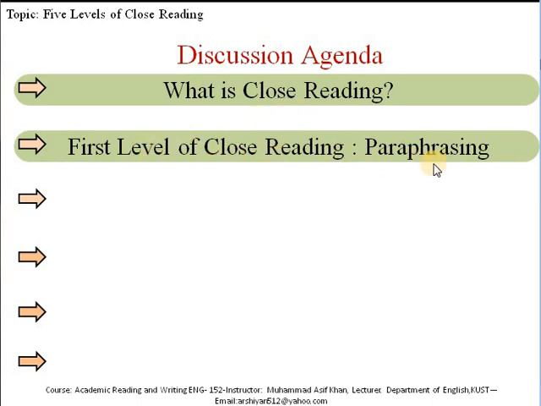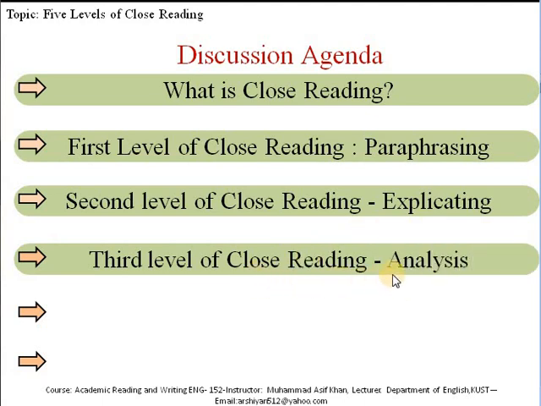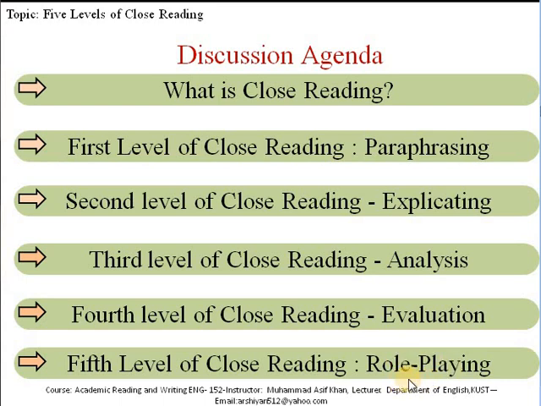The first level of close reading is paraphrasing. Then we will move towards the second level, that is explicating or explaining the thesis of a paragraph. After that, we will move towards the third level, and in the third level, we will study how we can analyze the logic of what we are reading. The fourth level of close reading is evaluation, and in this level, we will see how we can assign the logic of what we are reading. And the last level, or the fifth level of close reading, is role playing. In this stage, we will see that a reader can speak in the voice of an author, and in this way he can get that level of understanding through which we can discern the meanings of a given piece of text.